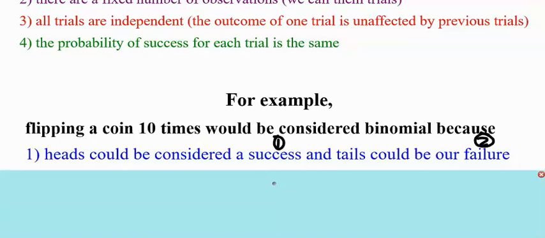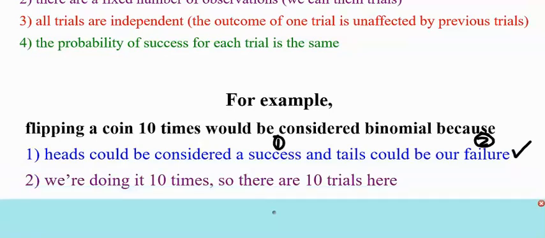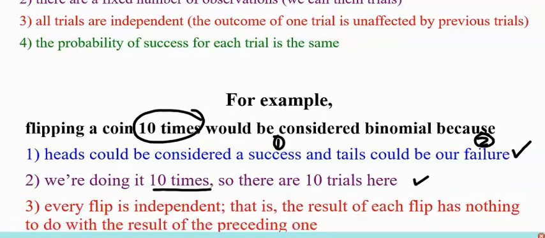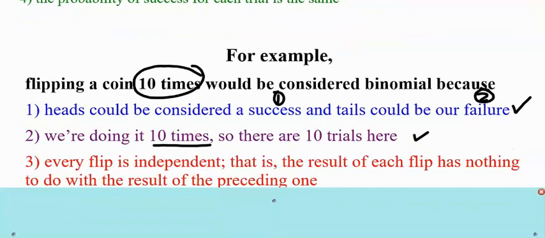Number 1, check. Number 2, it says we're flipping the coin 10 times, so our number of trials is 10. There's a fixed number of trials. That's step 2, check. Then we come to step 3. Every flip is independent, meaning the result of each flip has nothing to do with the result of the preceding one. It doesn't matter what happened last time. That takes care of step 3.